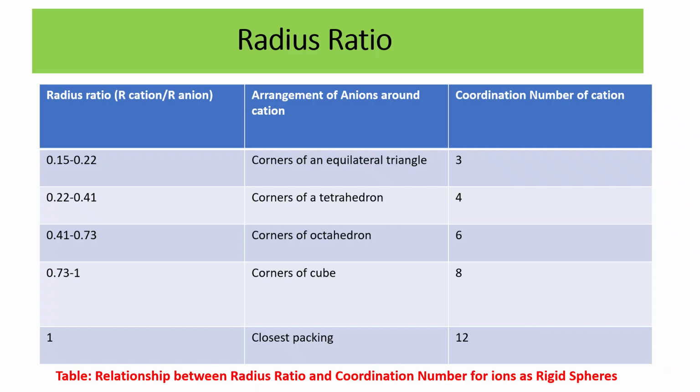If the radius ratio is 0.73 to 1, the anions will be at the corners of a cube, and the coordination number of the cation is 8. If the radius ratio is 1, the arrangement of anions around the cation will have the closest packing, and the coordination number of the cation will be 12.